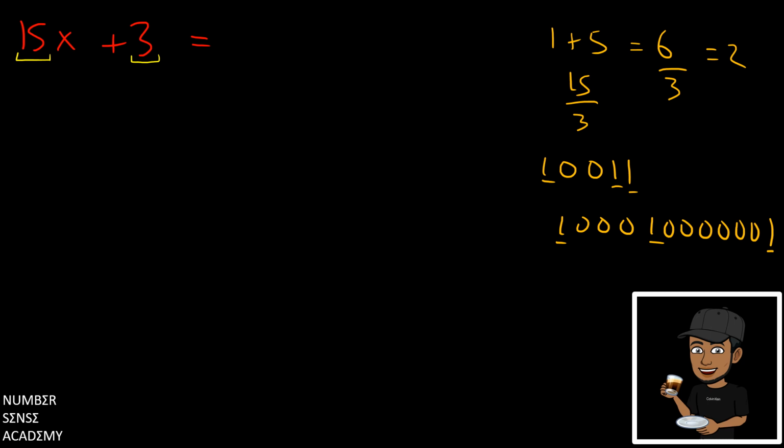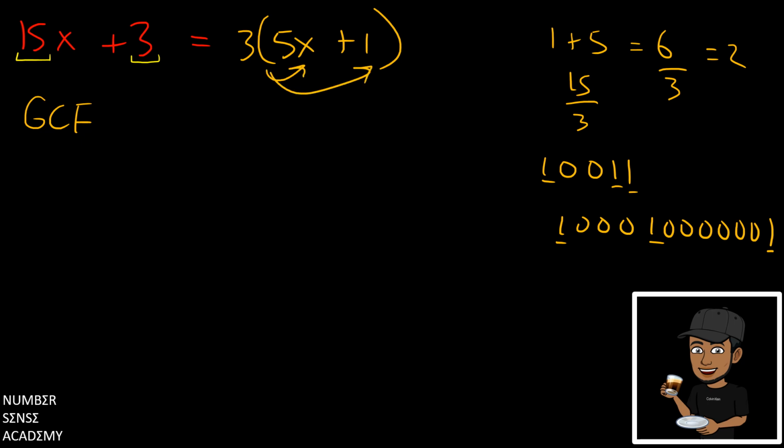So we're going to take out a GCF. That's all we can afford for this one, and we know that it's 3. So I'm going to write it in factored form. It's going to be 3 times 5x plus 1. And then just to do a quick check to make sure it works: 3 times 5x is 15x, and then 3 times positive 1 is 3. So that checks out.